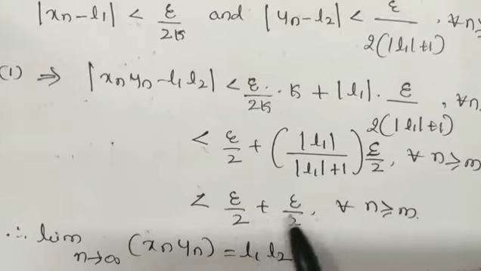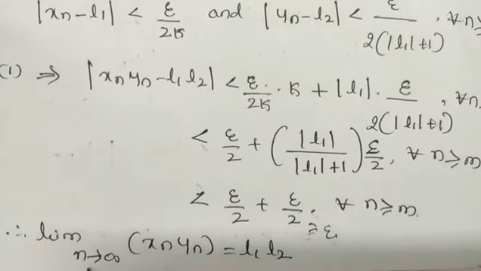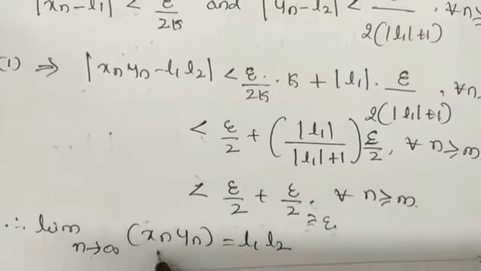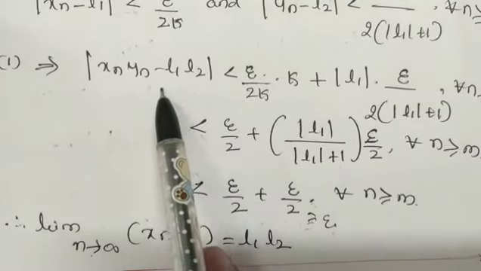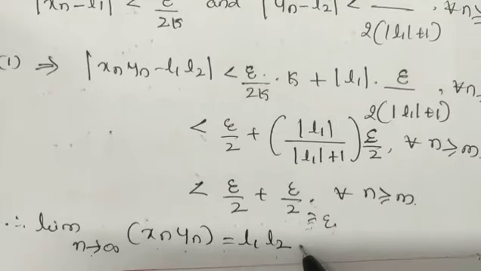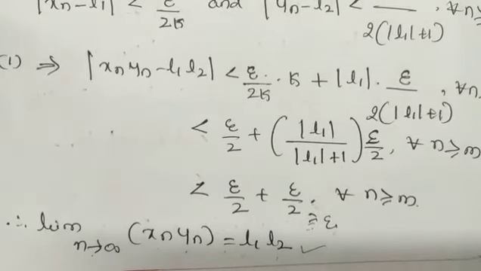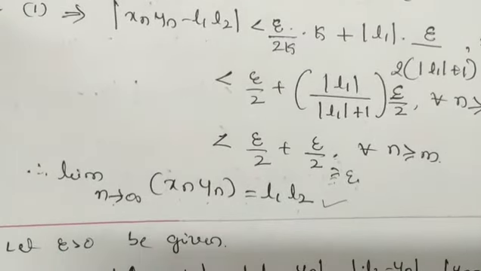So the sum of these two is equal to epsilon. What does this imply? This implies the limit as n tends to infinity of xn yn is equal to L1 into L2, since it is less than epsilon. This is the result of the fourth theorem.